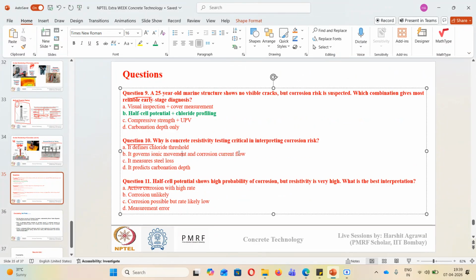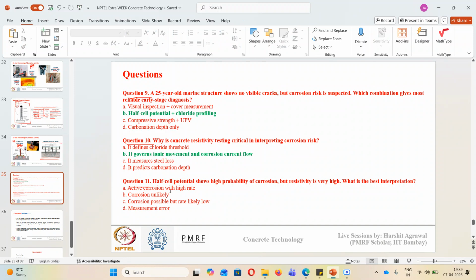Yes, the correct answer is B. When we talk about resistivity of concrete, concrete which has higher resistivity has higher resistance against ionic mobility also. So we can say that resistivity governs the ionic movement, and ionic movement will in turn govern the risk of corrosion.